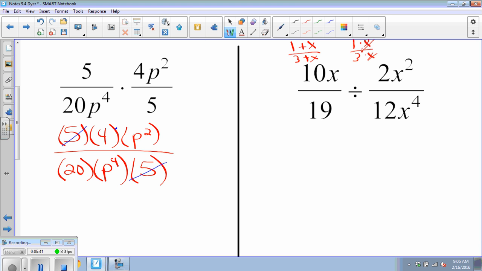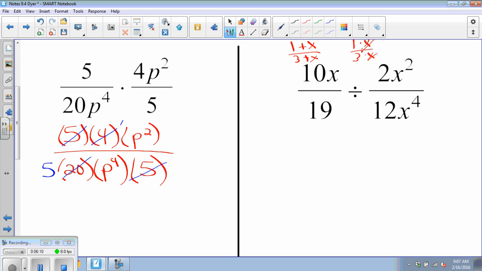So 4 divided by 4 is 1, and 20 divided by 4 is 5. I'm one step ahead of myself. So that 4 and 20 can change to a 1 and a 5 because I just reduced it. Now your variables: you need to remember when you divide powers, you subtract the exponents, right? When you divide powers, you subtract the exponent.